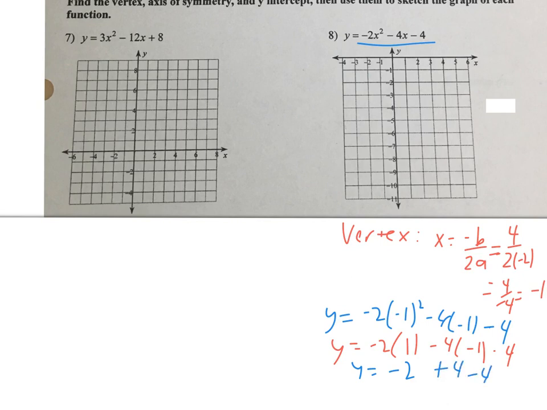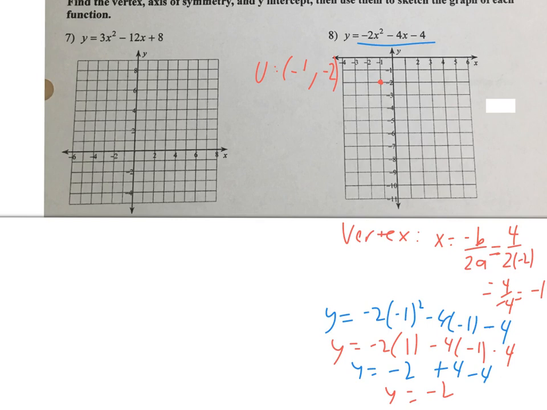And now we need to do our addition. So we have -2 plus 4 is 2. 2 minus 4 is -2. So our vertex here is going to be -1 comma -2. And so that's going to be right there. And then we need to find our y-intercept.